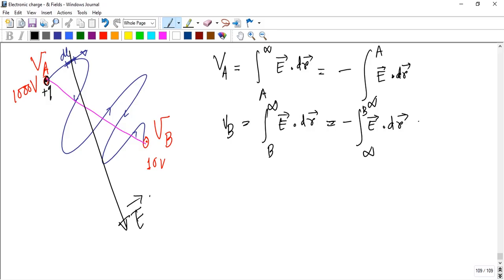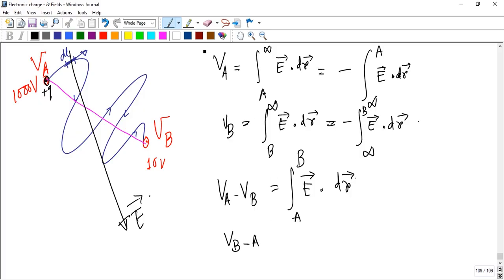So the potential difference between these two points, VA minus VB, is equal to the integral from A to B of E dot dr. That is a very important concept, the potential difference. If you change the limits, you get VB minus VA equal to minus the integral from A to B of E dot dr.